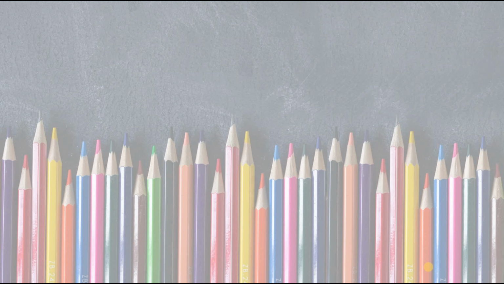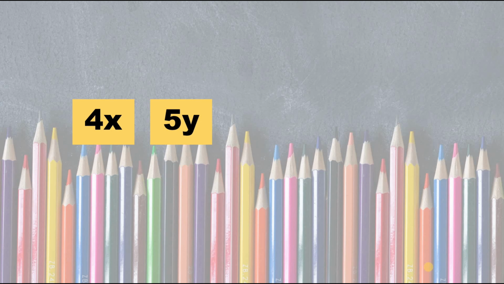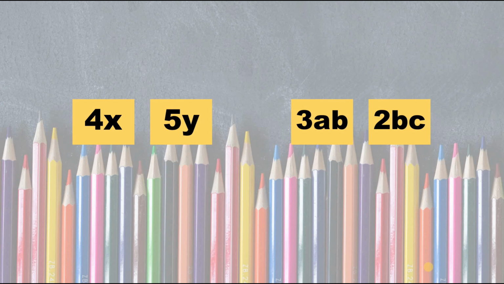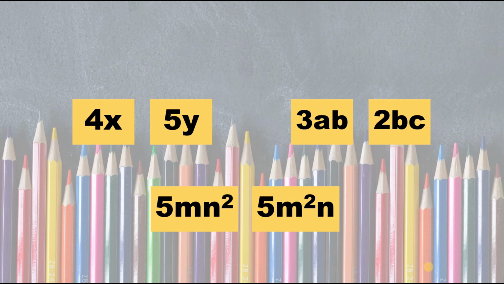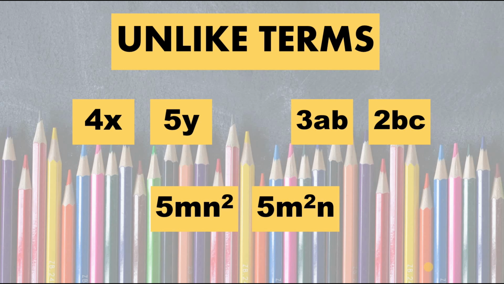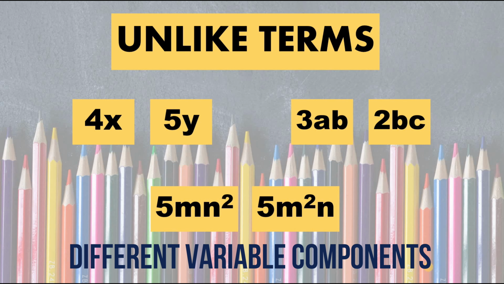So how about these examples? We have 4x and 5y, so they have different variable terms. 3ab and 2bc, although they've got b in common, their variable parts still differ. So ab is not the same as bc. And then 5mn squared and 5m squared n. Take note that mn squared is not the same as m squared n. So we call these examples unlike terms. These terms do not have the same variable parts. They have different variable parts.